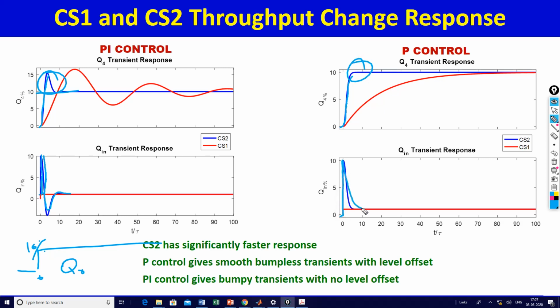It's actually pretty fast, the response completes in maybe 8 time constants, 5-6 time constants, which is 10 times faster than P control in CS1. So CS2 is significantly faster, and that's the point that I have been trying to make here, that CS2 gives a significantly faster response. P control gives smooth bumpless transients with level offset. PI control, however, gives bumpy transients with no level offset. So for smooth process operation, P control is what is recommended.